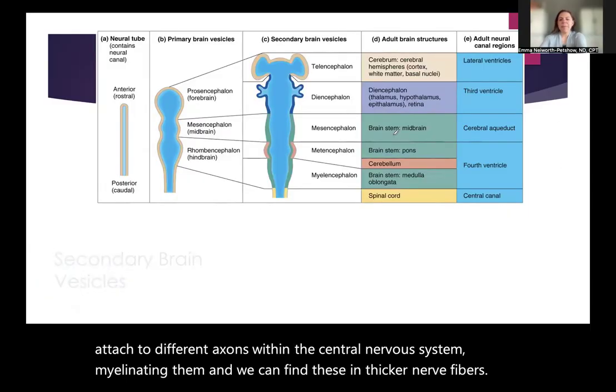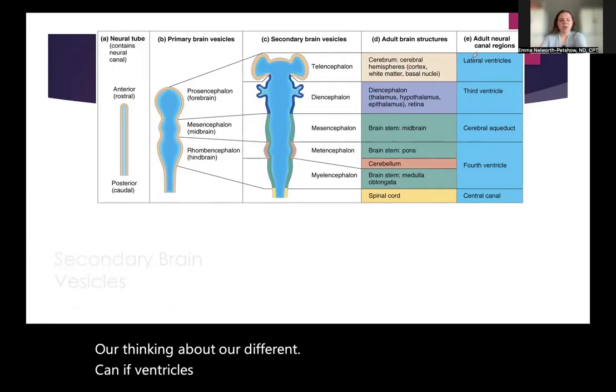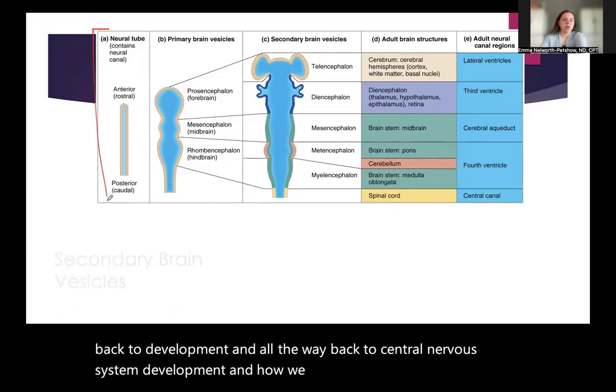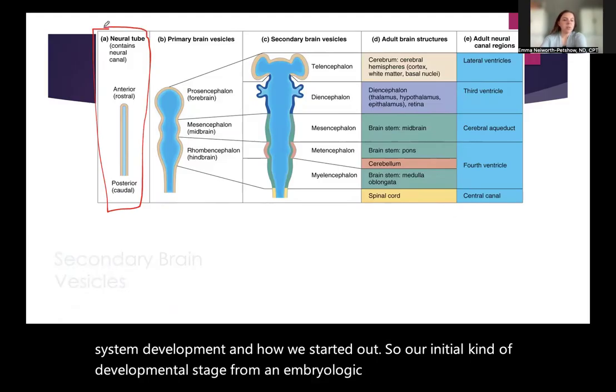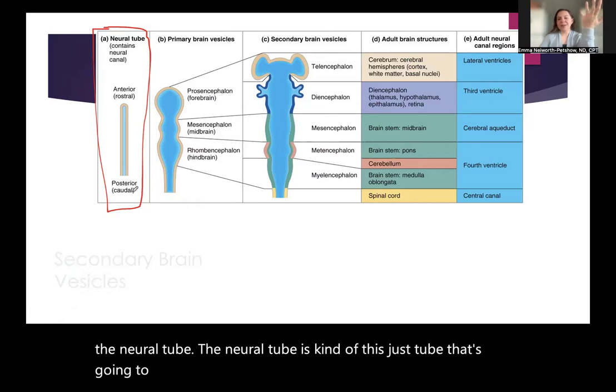Thinking about our different kinds of ventricles or cavities within the brain, we can go all the way back to development and central nervous system development and how we started out. So our initial developmental stage from an embryologic perspective starts with the neural tube. The neural tube is just a tube that's eventually going to become our brain, our central nervous system structure, and our spinal cord.